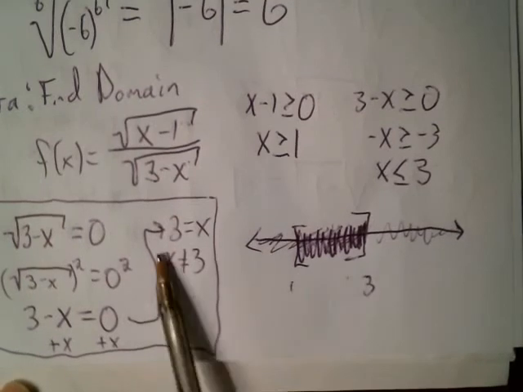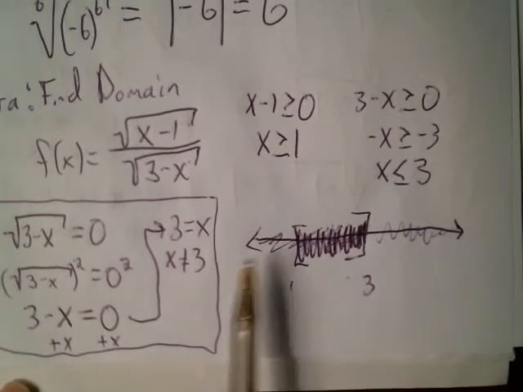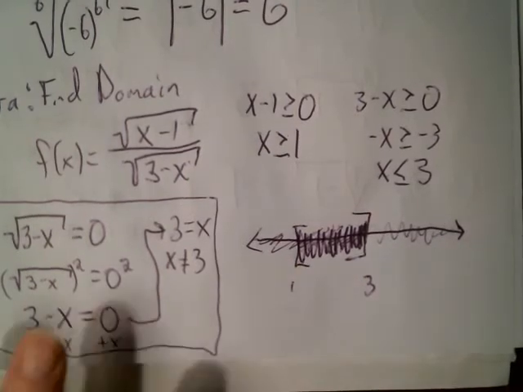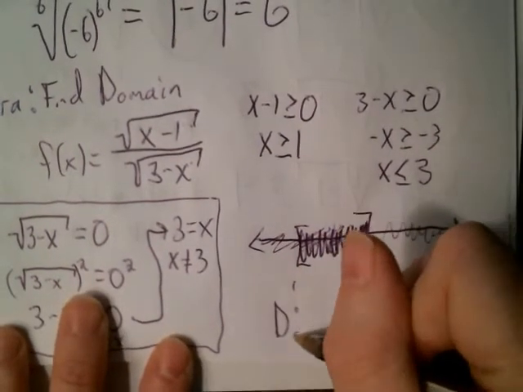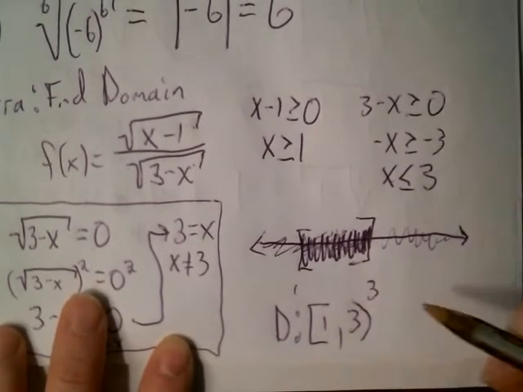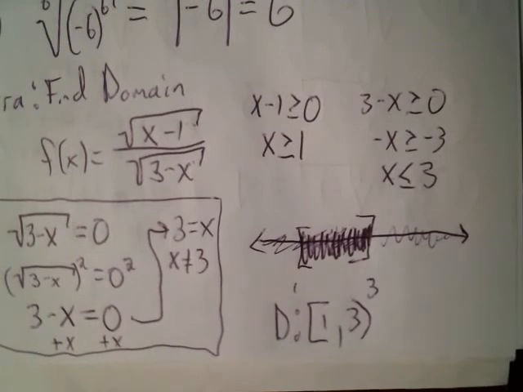There's one other issue involved. We can't have x equaling 3, so I have to kind of throw out the number 3. It's just the interval from 1 to 3. Okay, so the domain here, I go from 1 to 3, and don't include 3. So put a parentheses there to remind yourself of that fact.